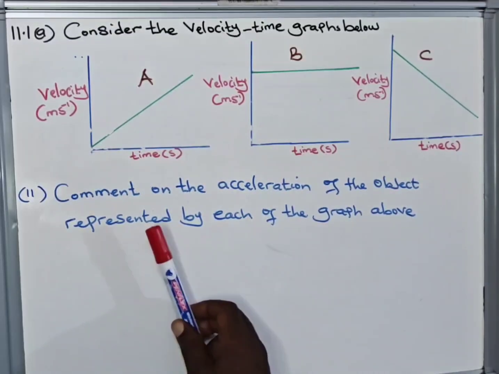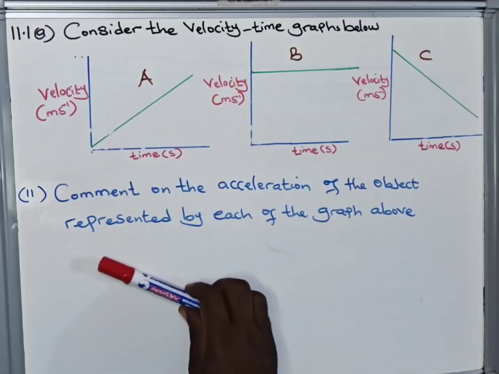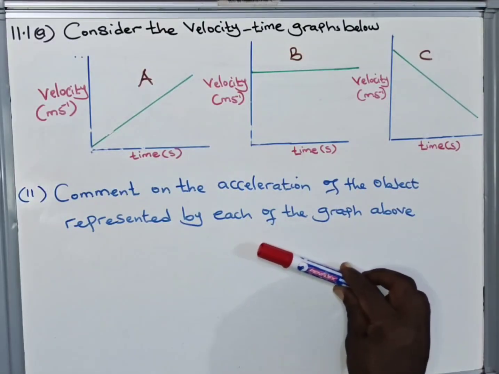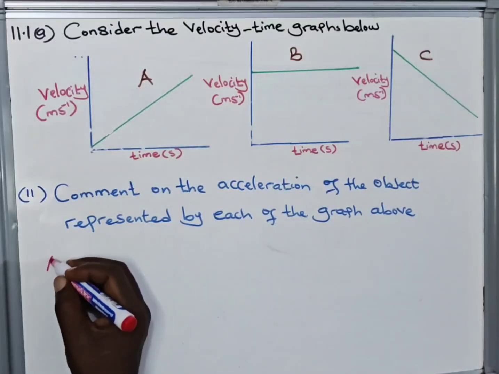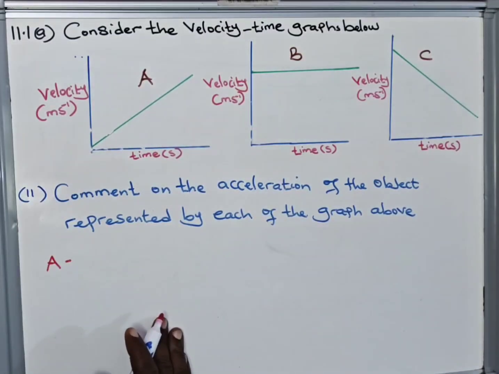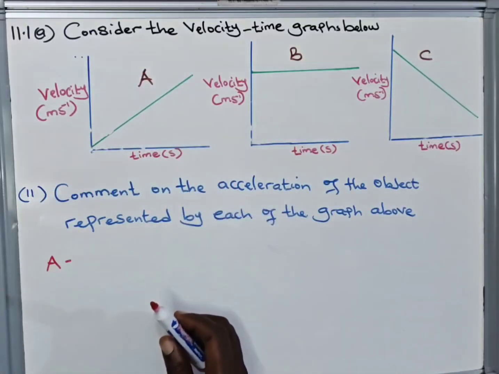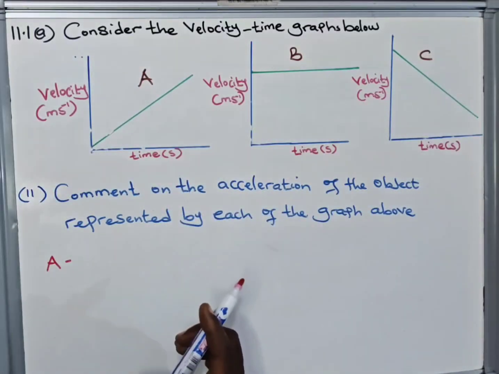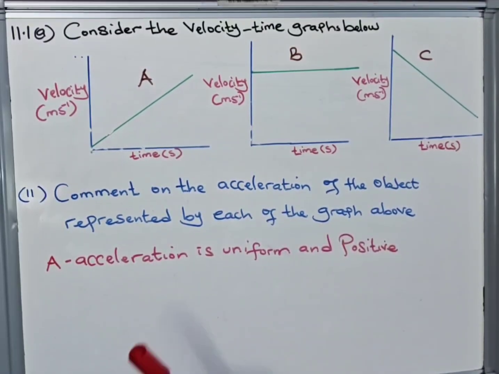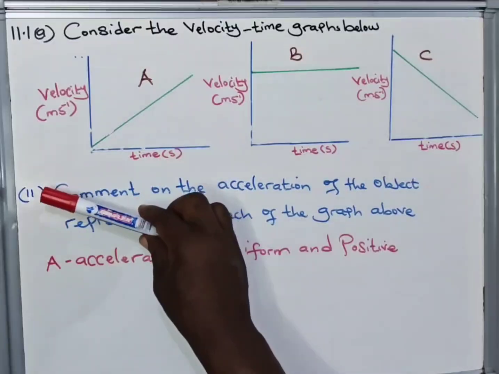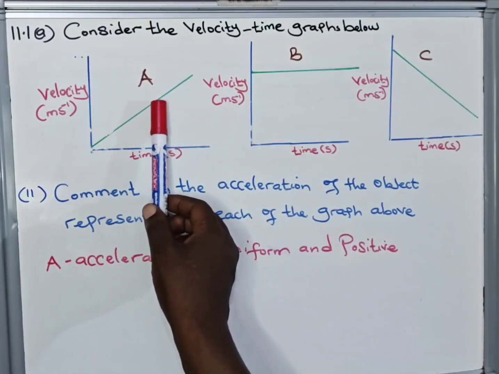Then we come to this one. It says that comment on the acceleration of the object represented by each of the graph above. What is the acceleration of A? For A, it's a straight line, so it is uniform and positive. Uniform because it is a straight line, and positive because the slope is positive.